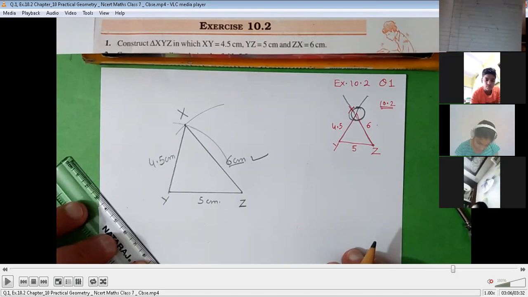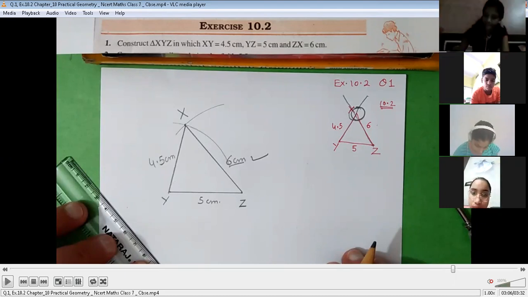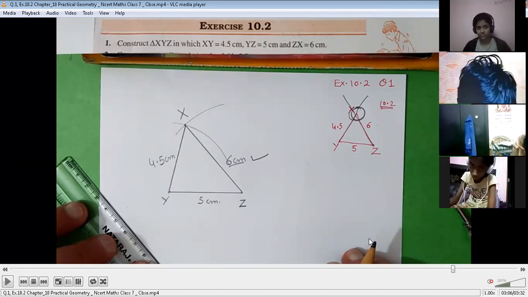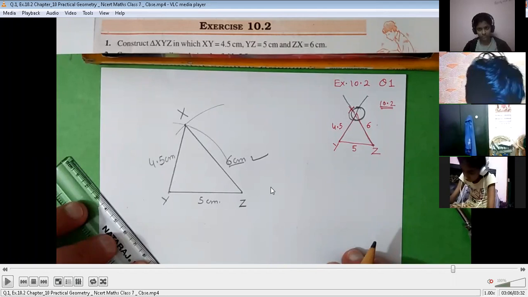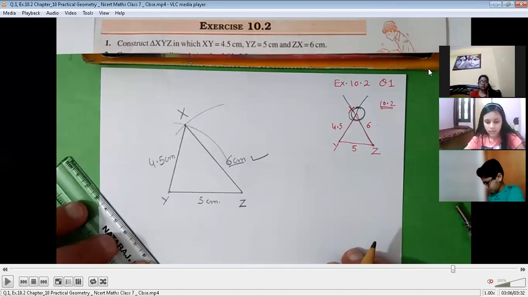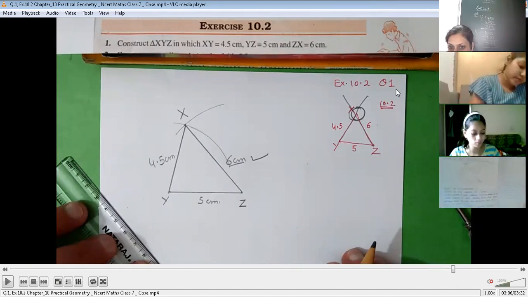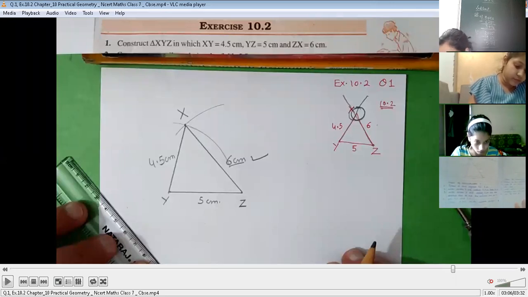Yes, Meenakshi, I'm just seeing yours. Very good. Good diagram. I'm just repeating the diagram. First of all, you have drawn the line of 5 centimeters with the help of scale. Then you take a compass of 4.5 centimeters, put your needle on point Y and cut an arc. Very good one, Sharma.